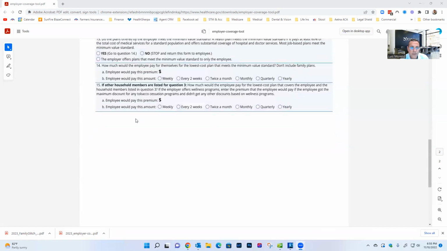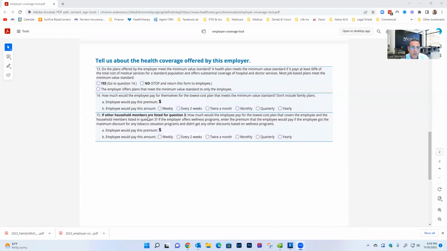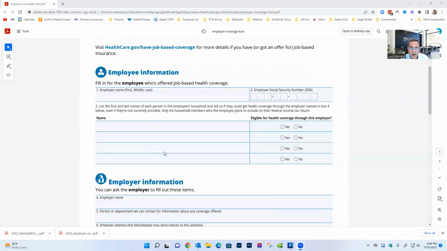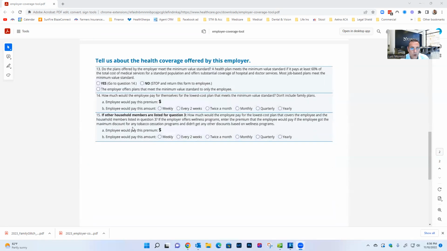Then down here on question 15, it says, if any other household members are listed for question 3, how much would the employee pay for the lowest cost plan that covers the employee and the household members listed in question 3? Question 3 is up here, so you would list everybody here. So what would it cost? If the employee is only listing a few kids, then they would list the employee-children rate. If it is just the employee and the spouse, then we would get the employee-spouse rate. And if it's the employee with the spouse and children, we would do the employee-family rate.